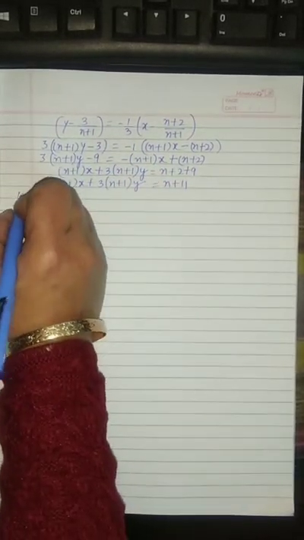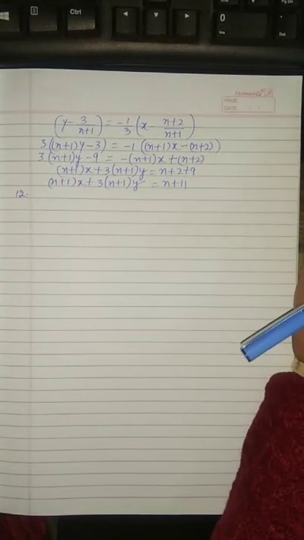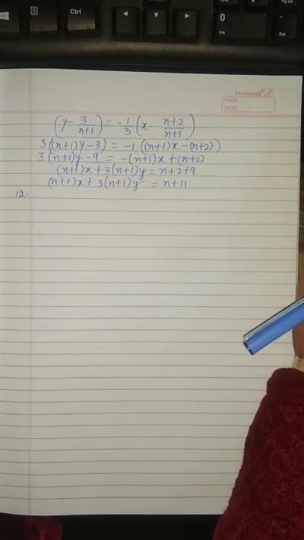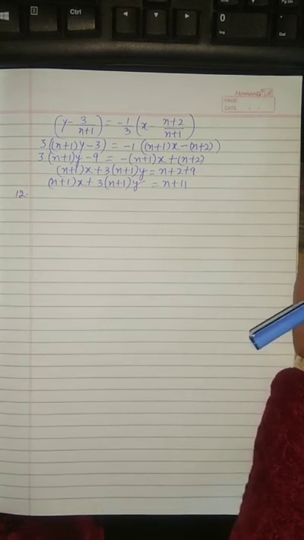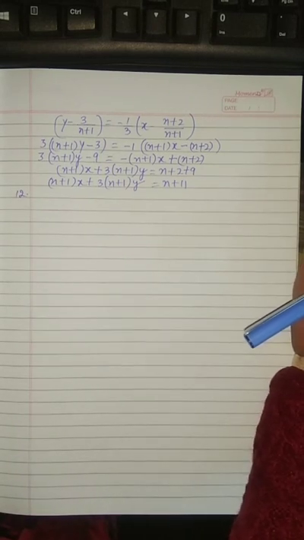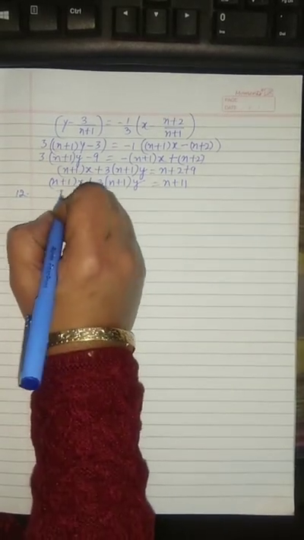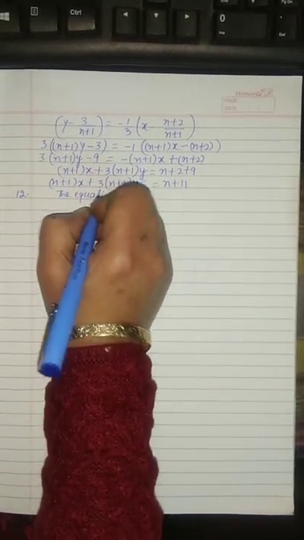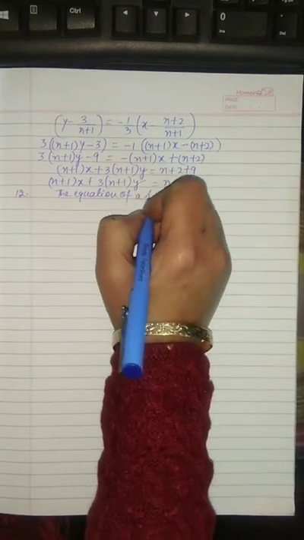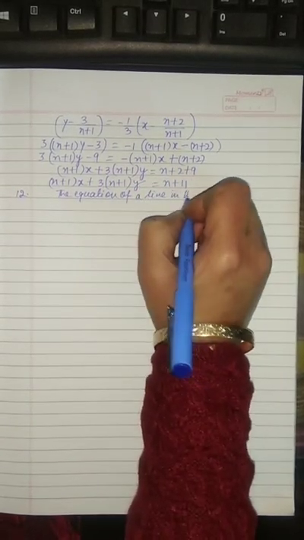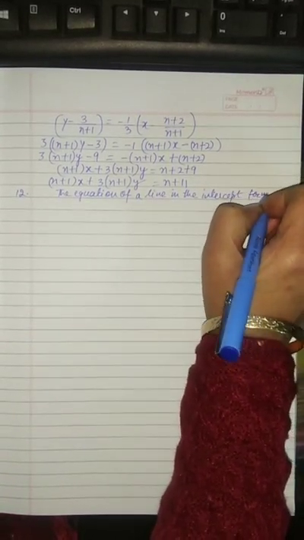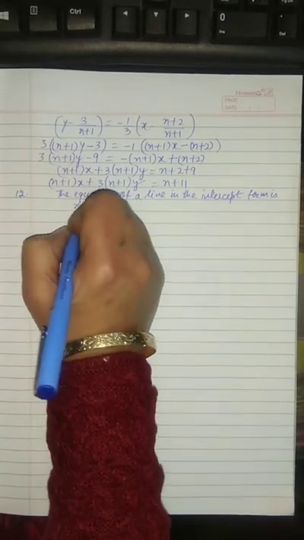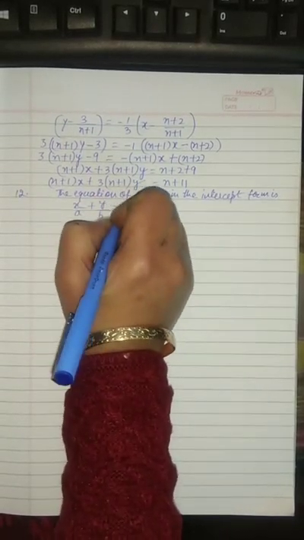Now question number 12. In question number 12, we have: find the equation of line that cuts off equal intercepts on coordinate axis, that is x and y axis, and passing through the point 2 and 3. So the equation of a line in the intercept form. Intercept form is x upon a plus y upon b is equal to 1.